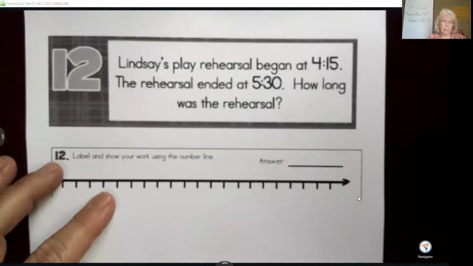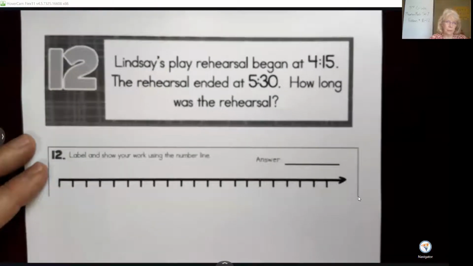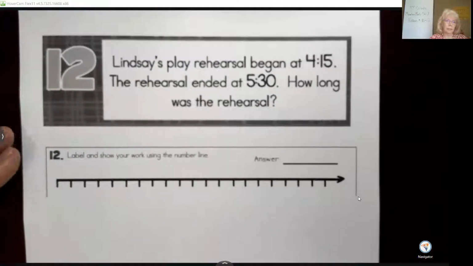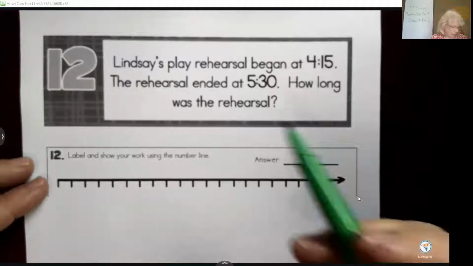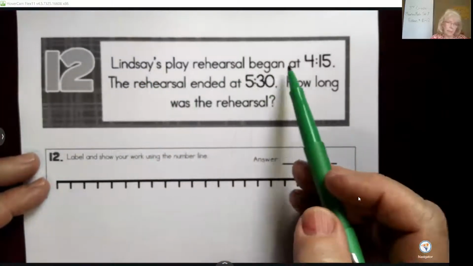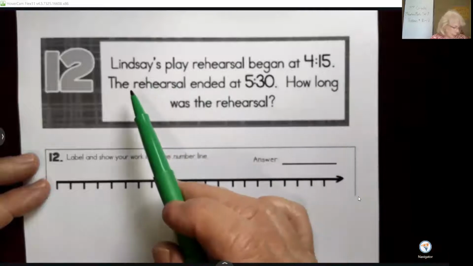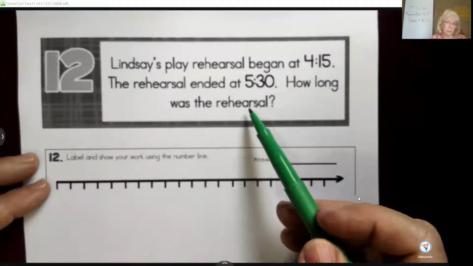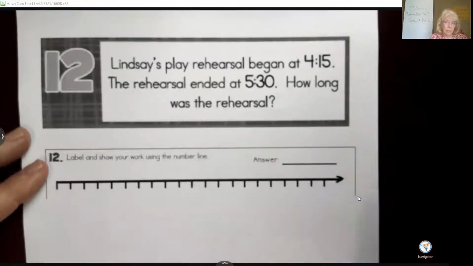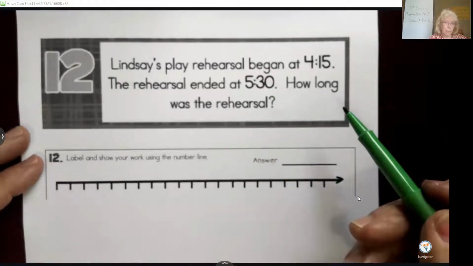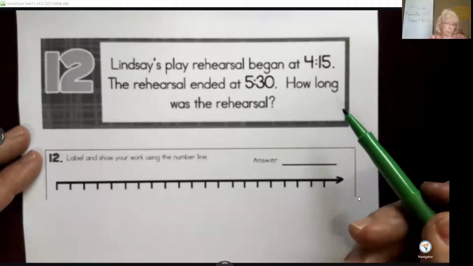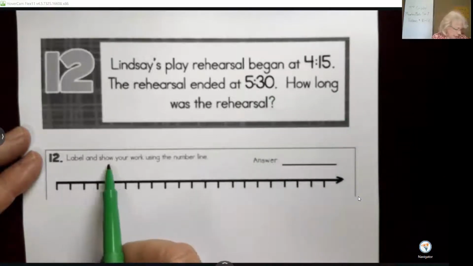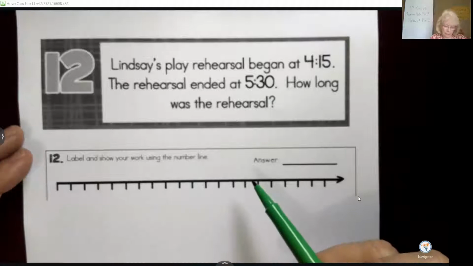Okay, our number 12 is often our challenging problem because it's elapsed time. So we're going to take a look at this and see how to go about solving it. Lindsay's play rehearsal began at 4:15. The rehearsal ended at 5:30. How long was the rehearsal? So how much time went by? How long did the rehearsal last? So label and show your work using the number line.